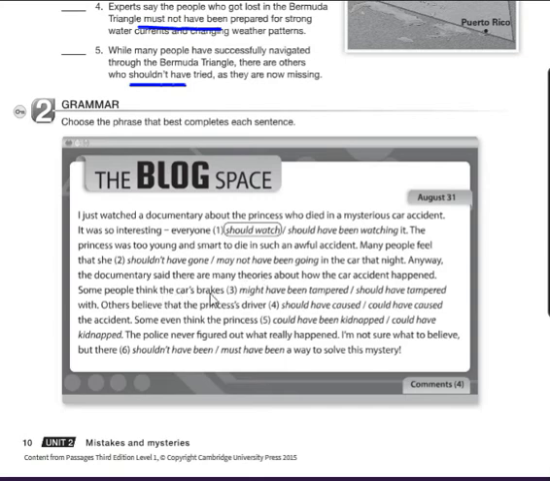Some people think the car's brakes might have been tampered with. Others believe that the princess's driver could have caused the accident. Some even think the princess could have been kidnapped. The police never figured out what really happened. I'm not sure what to believe, but there must have been a way to solve this mystery. Okay, so then we still have another exercise to complete.